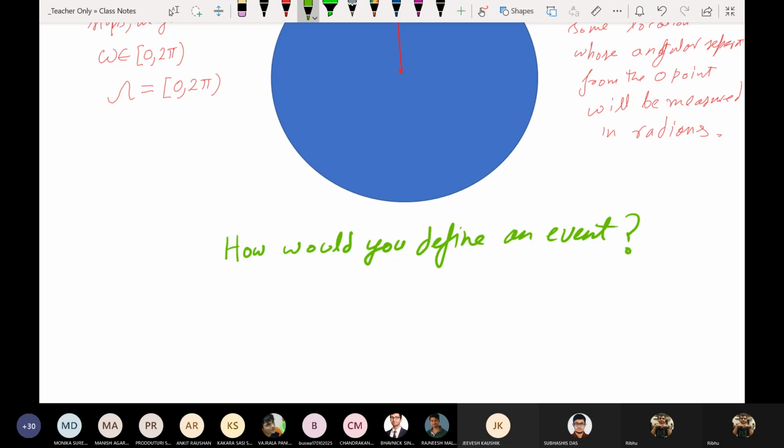So the problem is that, if we say that I bet that the phase will be pi by 8, what is the probability with which the phase will be pi by 8? Zero, because it's extremely unlikely that the needle will precisely stop at a point that is 0.125 times pi. Do you get my point?